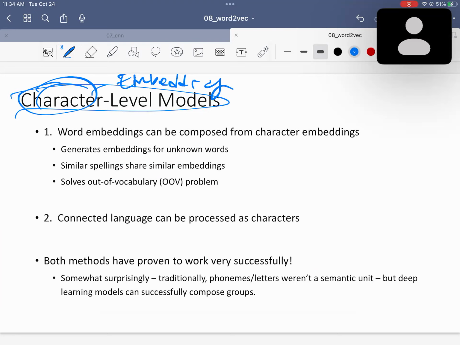There were promising purely character level machine translation models. They actually worked pretty well by 2016. Not very well in 2013, but by the time of 2016, character level NMT models worked pretty well.